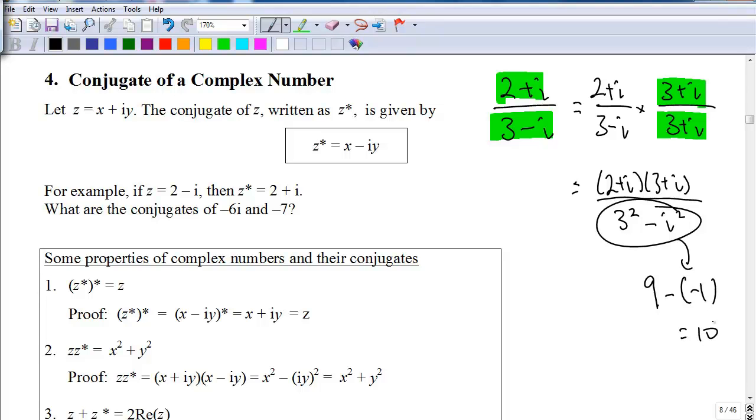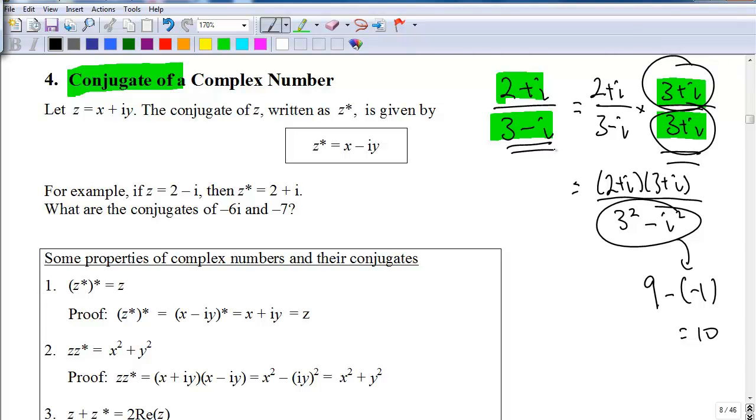Alright, now because we use this idea so often, a special name is given to this number. This number is what we call the complex conjugate of a complex number. And in this case, 3 + i here is the complex conjugate of 3 - i.